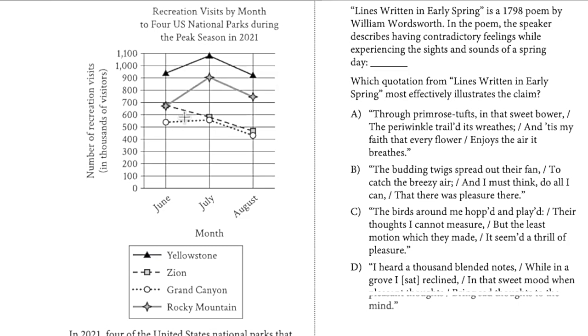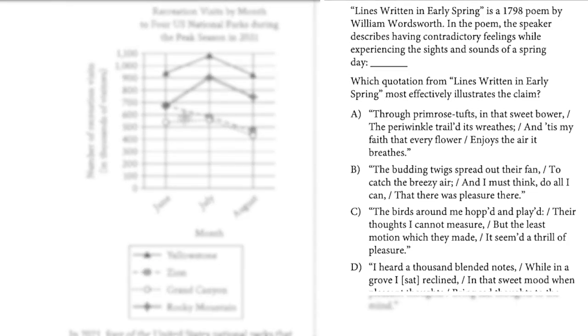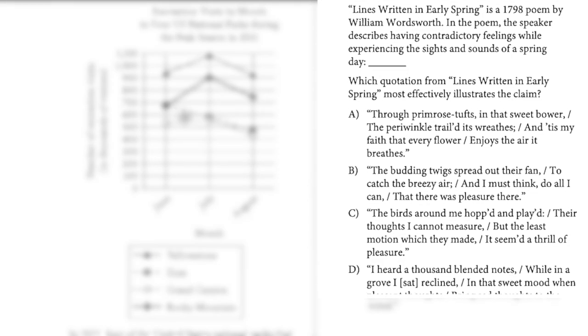All right, moving on to a non-sciencey one. Okay, so basically it's saying which quotation illustrates the claim. So I want to focus on the claim. And it says, the speaker describes having contradictory feelings while experiencing the sights and sounds of a spring day. So the claim is that this is what the speaker is doing. So I'm looking for contradictory feelings while experiencing sights and sounds of a spring day.